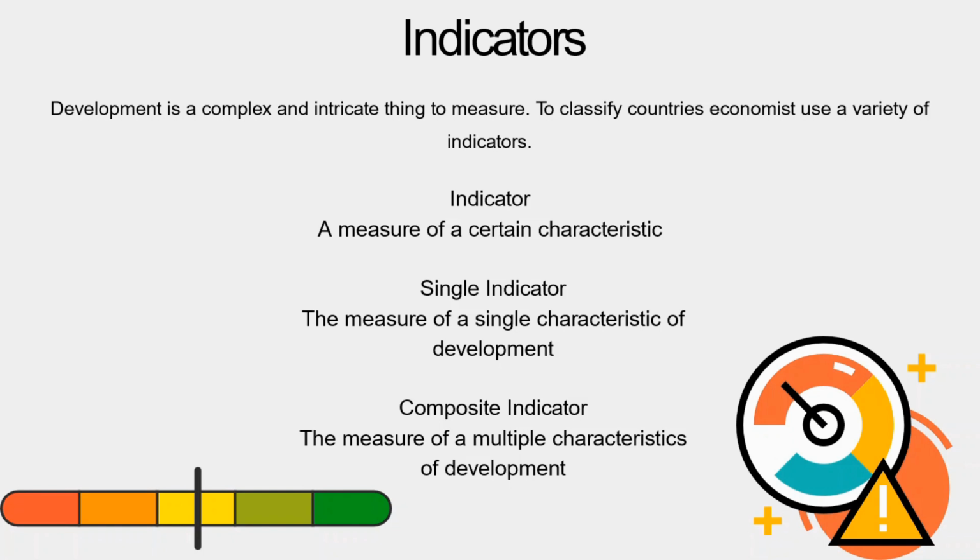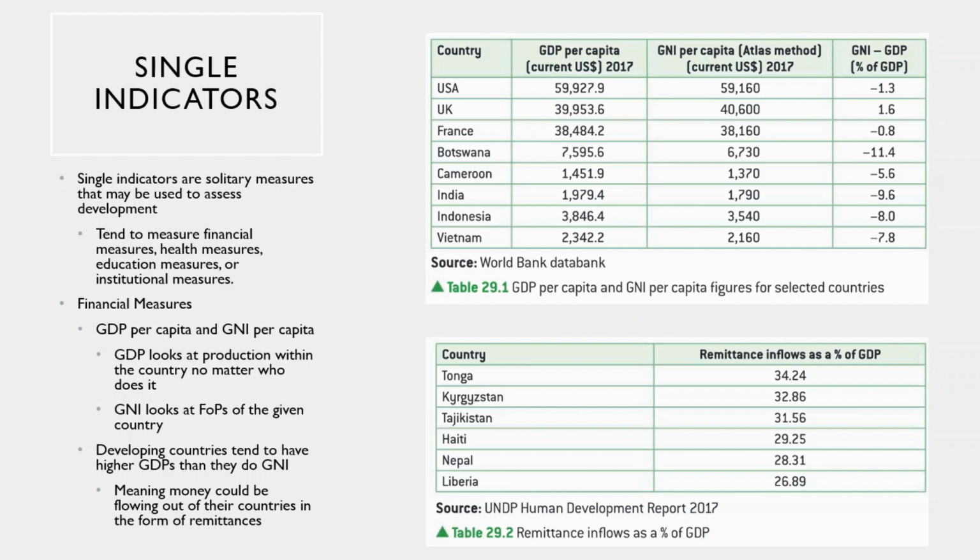We're going to next talk about the indicators that are used to measure economic development. We have single indicators and composite indicators. Single indicators are solitary measures that may be used to assess development. They tend to measure financial measures, education, or institutional measures. The most common one was GDP per capita or GNI per capita.